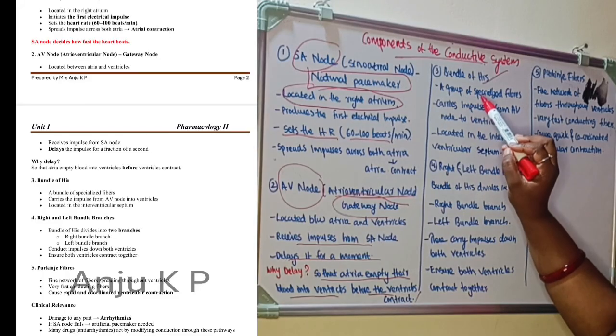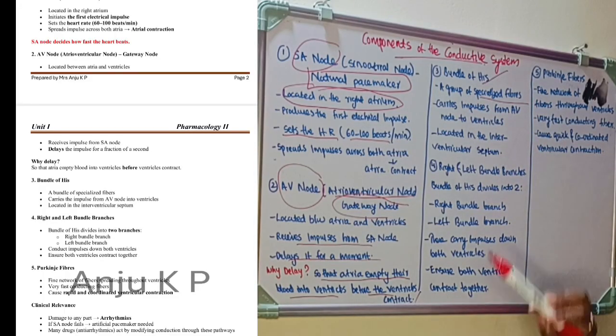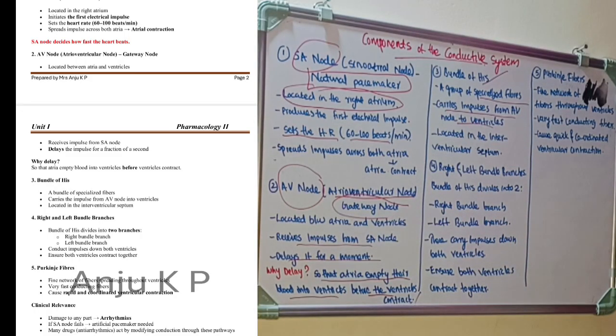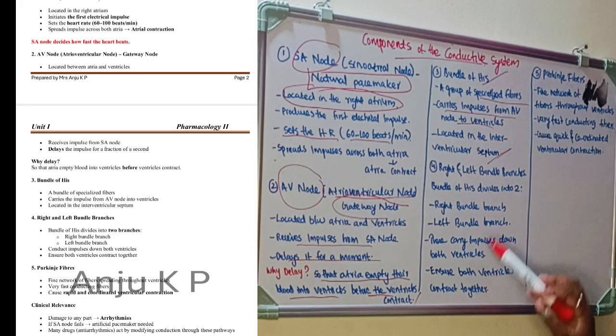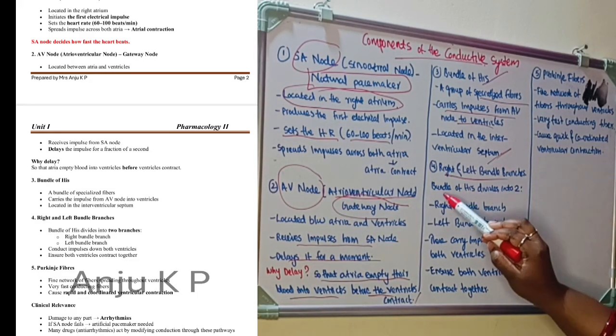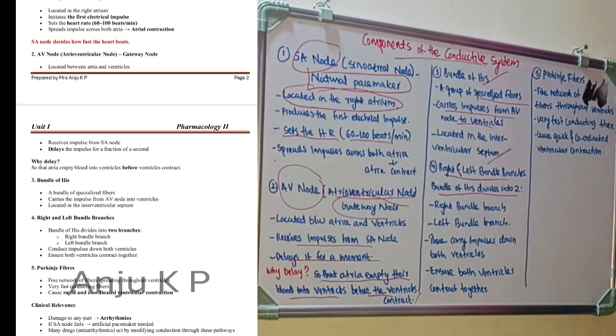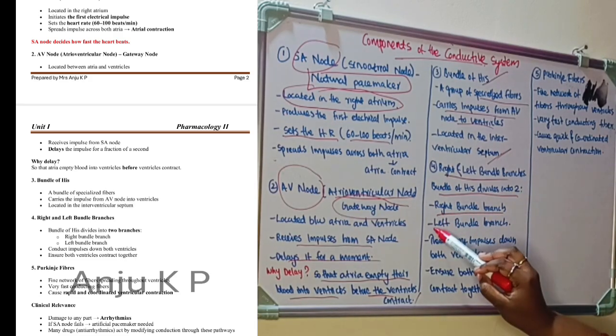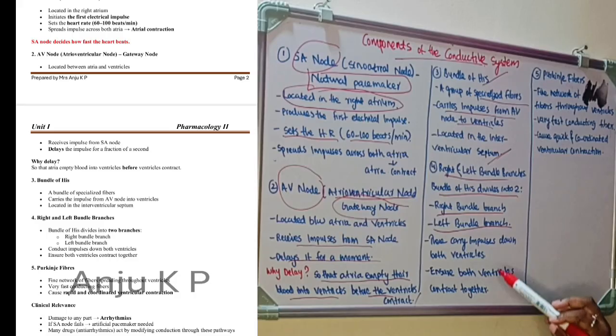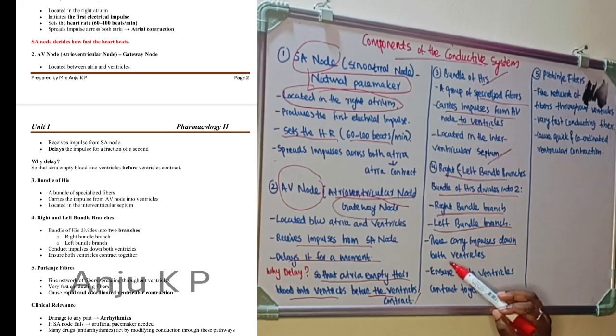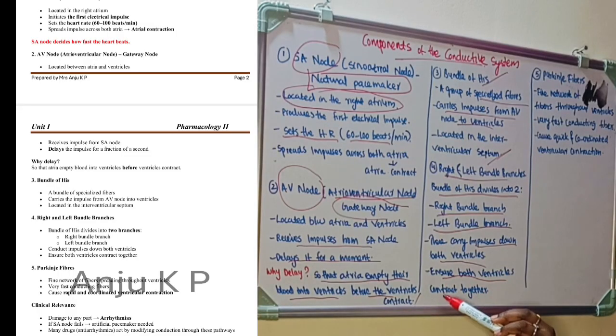Bundle of His means a group of specialized fibers which carries the impulses from the AV node into the ventricles, located in the interventricular septum. Next we have the right and left bundle branches. So the bundle of His is divided into two: one is the right bundle branch and the next one is the left bundle branch. These carry the impulses to both ventricles, so it ensures both ventricles contract together.